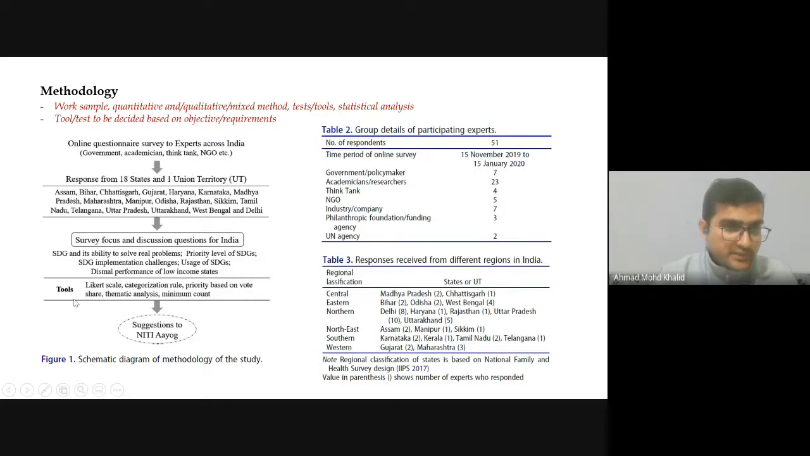Then he also mentions the tools he has used: the Likert scale, a categorization rule, priority based on vote share, thematic analysis, and a minimum count in his method. And finally, the author gave suggestions to Niti Aayog. So when you draw such a diagram, it gives you a glimpse of your methodology: what you are going to do, how you're approaching it, who your target audience is, and what geographical area you are working on.